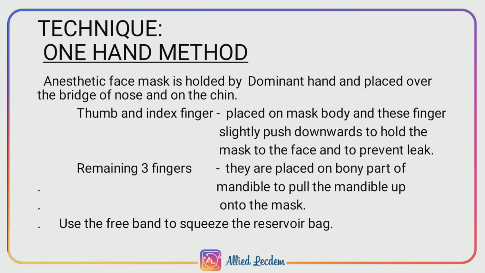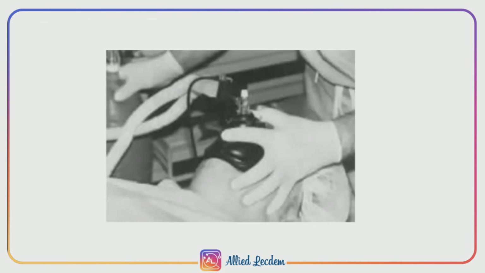One-hand method. The thumb and the index finger of the dominant hand are placed on the mask body on opposite sides with little pressure in the downward direction to prevent leak. The remaining three fingers are placed on the mandible, such that the middle finger is applied to the mentum, the ring finger on the body of the mandible, and the little finger at the angle of the mandible to give jaw thrust anteriorly. From the picture, you can see the position of each finger holding the mask in place.